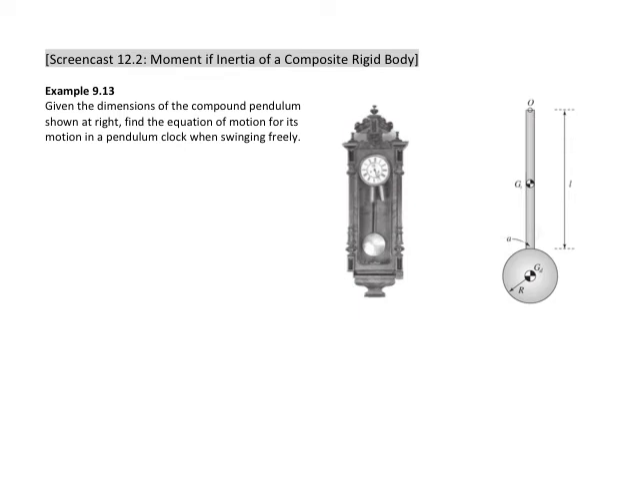Alright, in this example we're given a compound pendulum that swings within this pendulum clock, and we want to find the equations of motion for the pendulum in the clock when it's swinging freely. So let's solve the equation of motion using our general form of Euler's second law, and we'll solve it about point O, which is fixed.